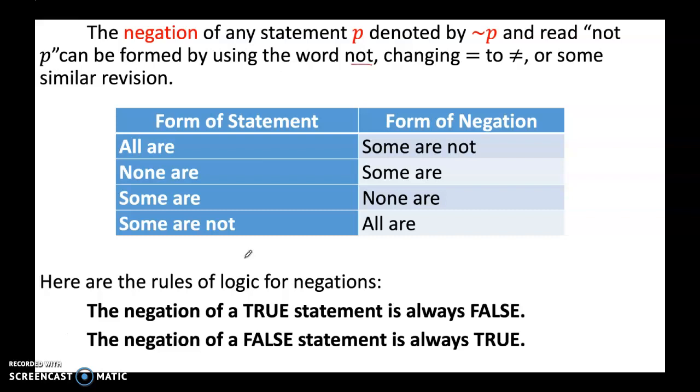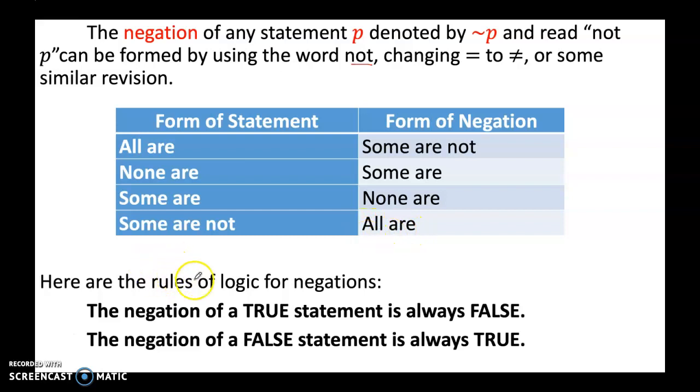First, the negation. The negation of any statement P, denoted by not P, which is read as not P, can be formed using the word not. So we will add not in a given sentence, or change equal to not equal, or some similar variations. If we have all are, the negation of all are is some are not. For none are, we have some are. For some are, we have none are. For some are not, the negation is all are.